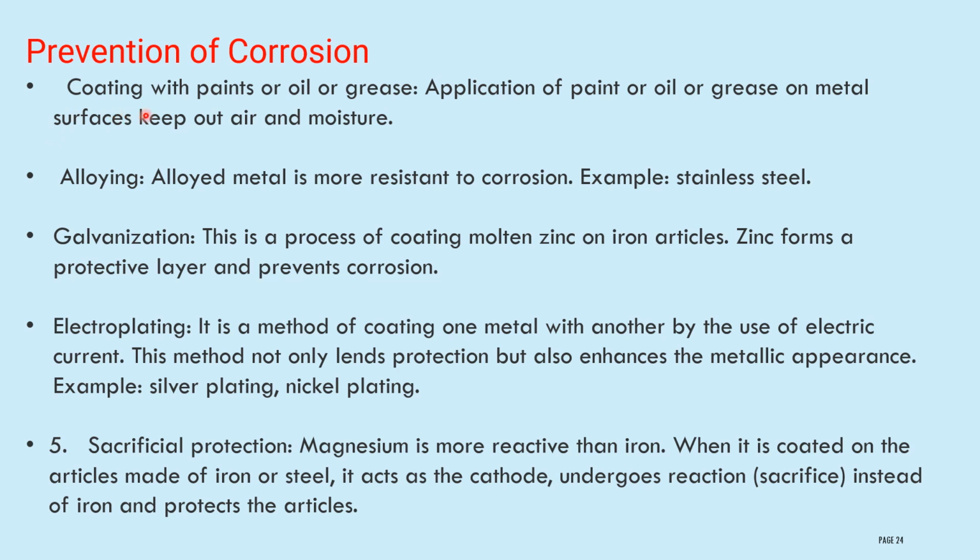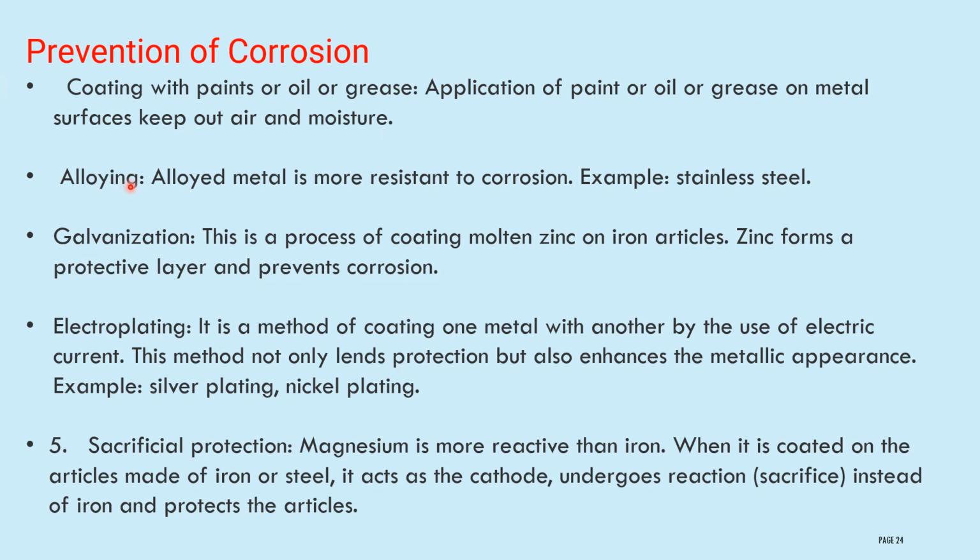Prevention of corrosion. How will you prevent corrosion and rusting? Both are the same. Coating with paints, oils or grease. First you have to coat the vessel, ornaments or materials with paints, oil or grease. Application of paint, oil and grease on the metal surface keeps out air and moisture. If you make a coat of grease, oil or paint on the surface of the metal, it will prevent contact between the upper surface of the metal and atmospheric air and oxygen. Then it will prevent corrosion and also rusting.